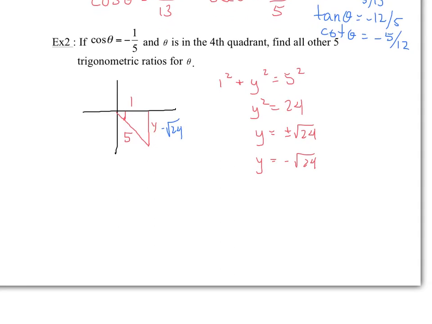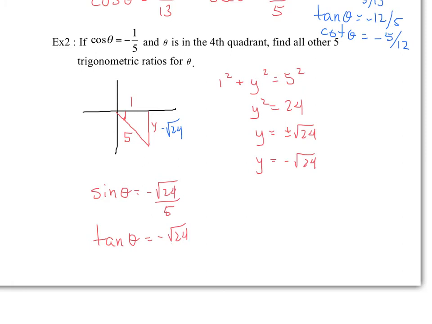So let's start with sine. Sine theta will be equal to opposite, negative square root of 24, over hypotenuse. Tan theta will be equal to opposite over adjacent. So negative square root of 24 over 1, right? Over 1, so I'm not even going to write it.